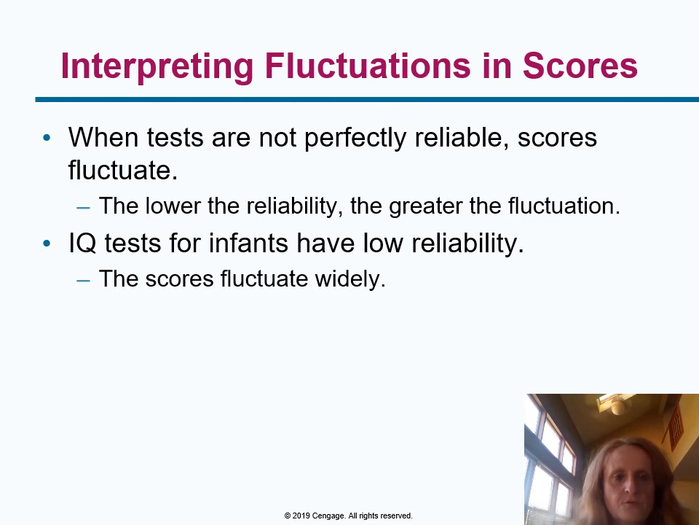When tests are not perfectly reliable, the scores are going to fluctuate. The lower the reliability, the greater the fluctuation. IQ tests for infants have low reliability. The scores fluctuate widely, even from one day to the next. If someone selects infants with low scores and retests them later, their mean IQ score is almost certain to improve simply because the scores had nowhere to go but up.